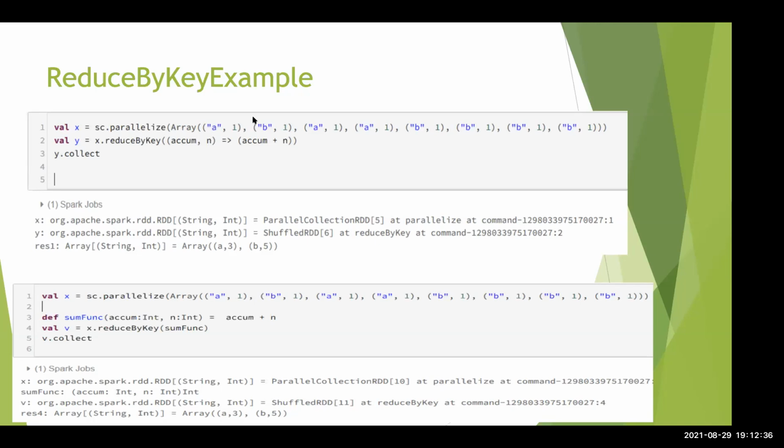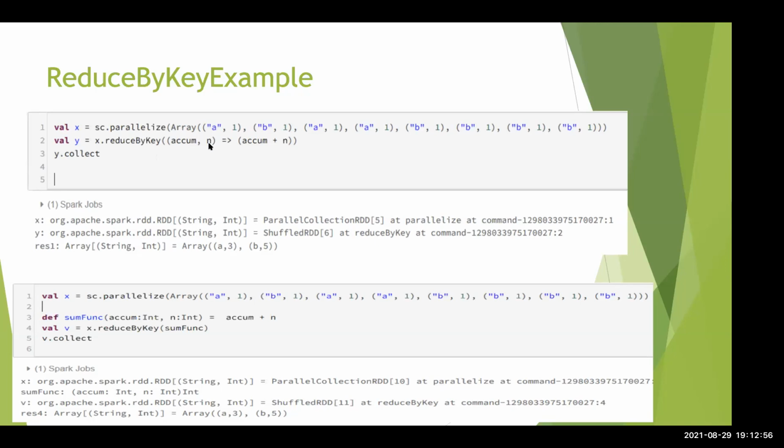In parallel, because B is a separate key, the same operation is happening for B also. It takes the accumulator, which is initially 0, and then it takes the value. Here it takes the first 1, so 0 plus 1 becomes 1. Then it goes to B again, and there is one more. The previous summation was 1, and the new value is 1.